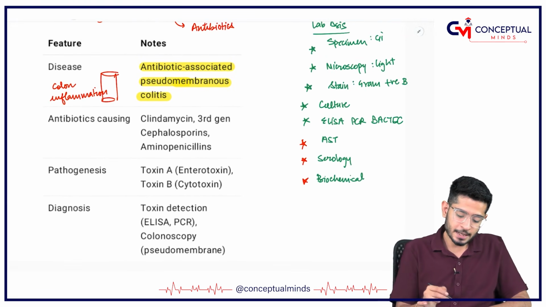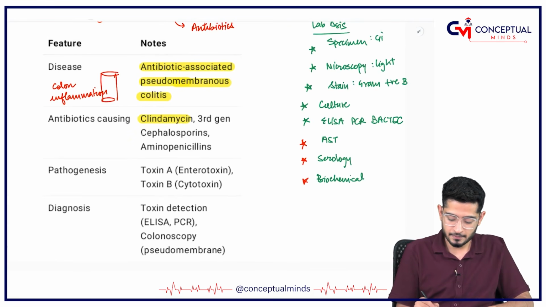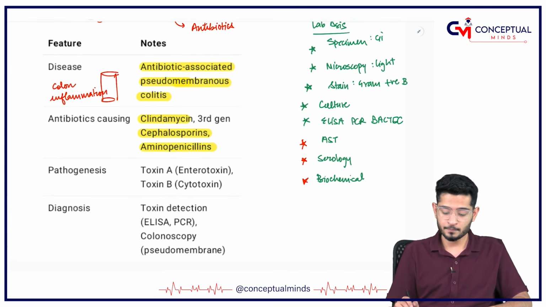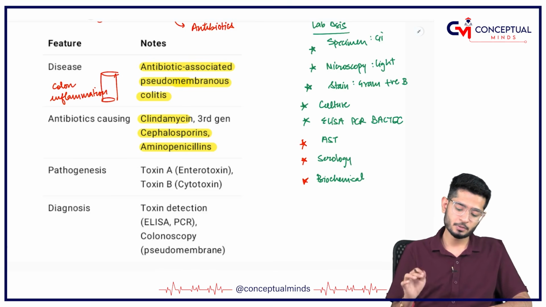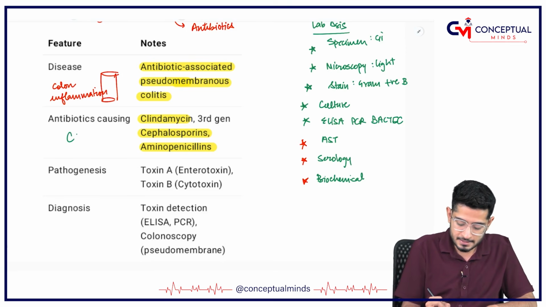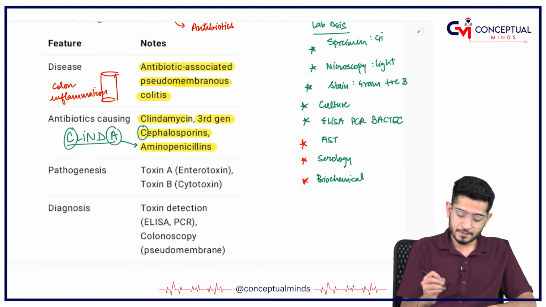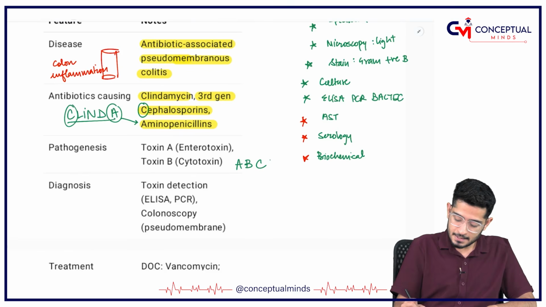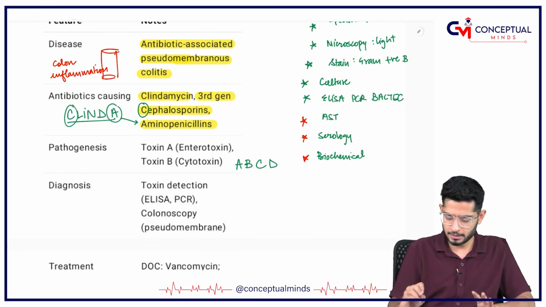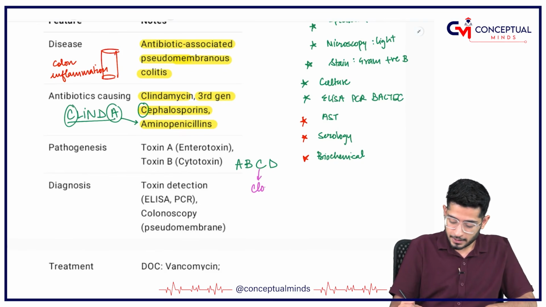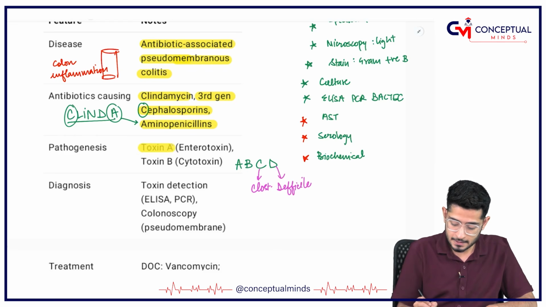So, which antibiotics? Clindamycin, cephalosporin and aminopenicillin. Please remember clindamycin, cephalosporin and aminopenicillin. The mnemonic is clinda. A for aminopenicillin, clinda itself is the drug, and C for cephalosporin, especially third-generation cephalosporin. Now, difficile has A, B, C, D. What is CD? C for clinda, which I have already told you. So, C for Clostridium, D for difficile, A and B are the toxins. So, toxin A and toxin B.